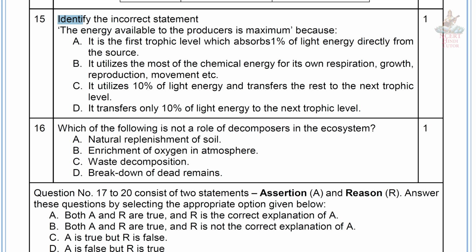Question 15. Identify the incorrect statement. The energy available to the producers is maximum because... So the incorrect statement is C: it utilizes 10% of light energy and transfers the rest to the next trophic level. Other statements A, B and D are correct. Question 16. Which of the following is not a role of decomposers in the ecosystem? Answer B, enrichment of oxygen in the atmosphere.